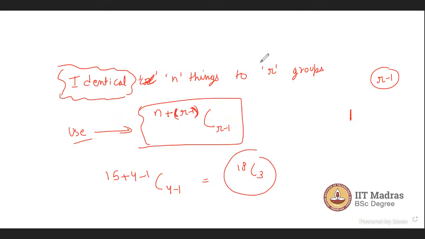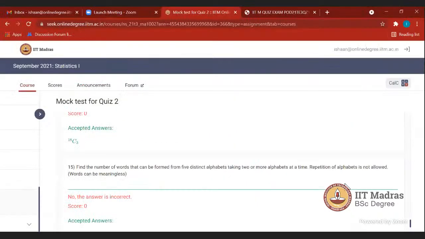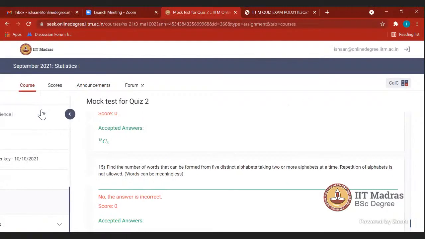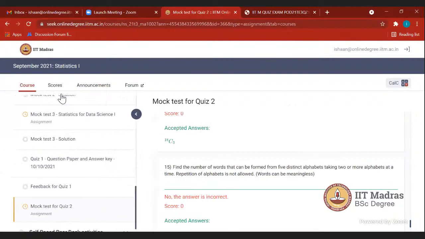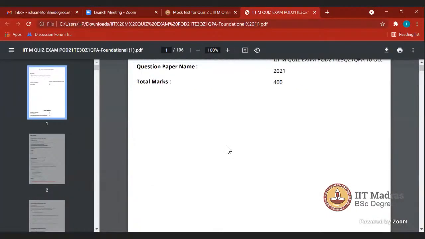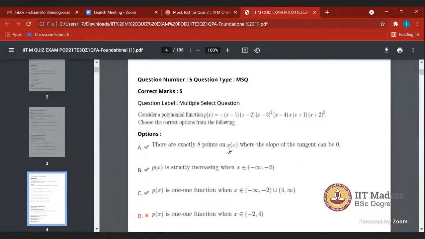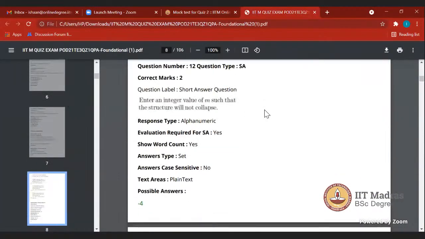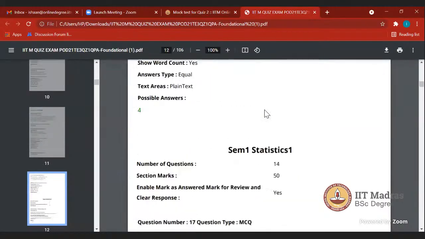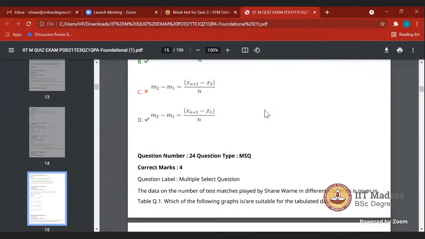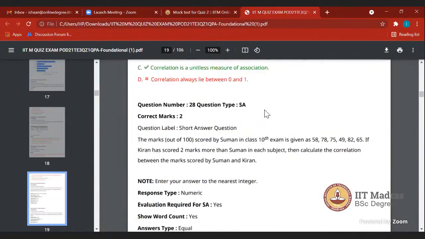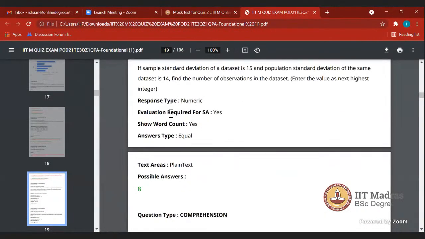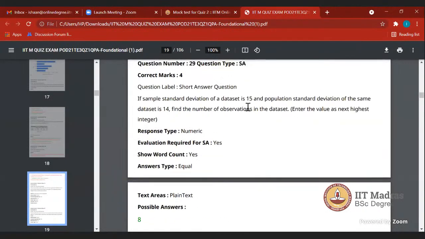Okay, and I think we are done with the mock. Anything else? Anything from quiz one? Quiz 1, question number 29. Which set? You have to tell me the question exactly. I think question number 29 is the same for every set. 29, sir. This one? Yes.